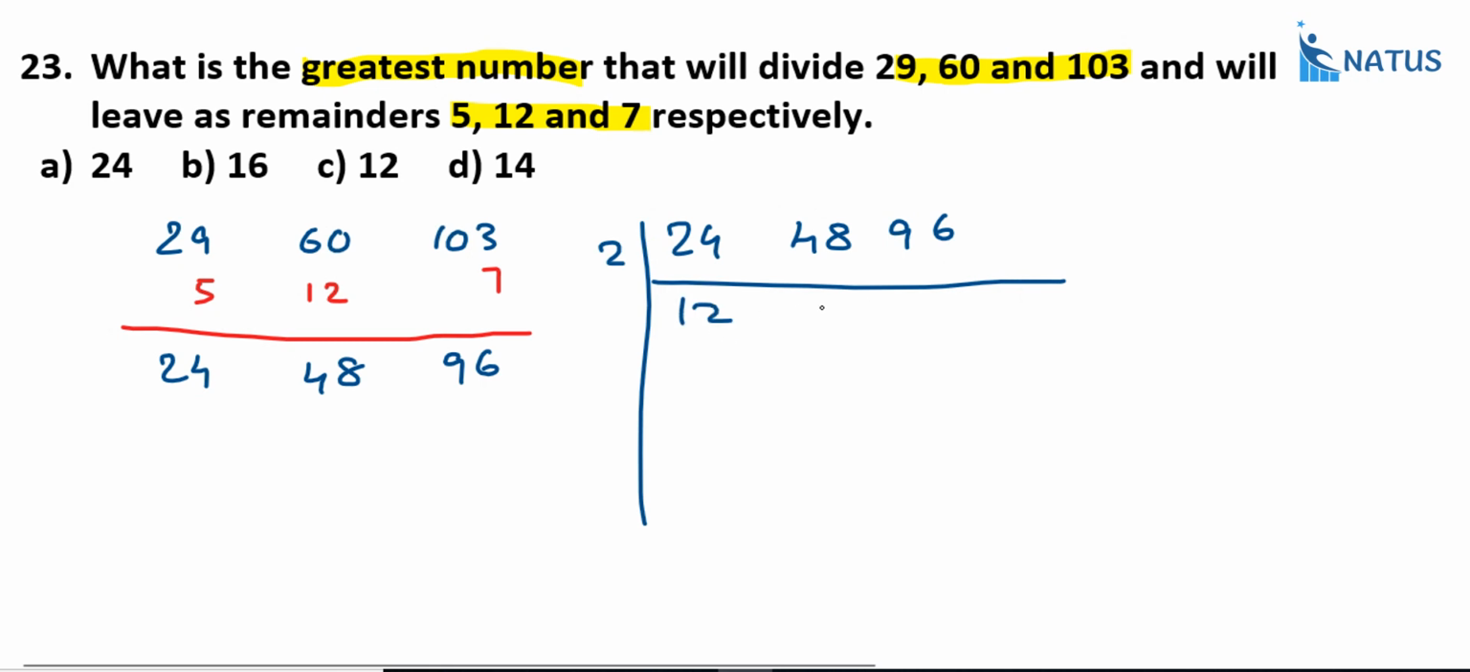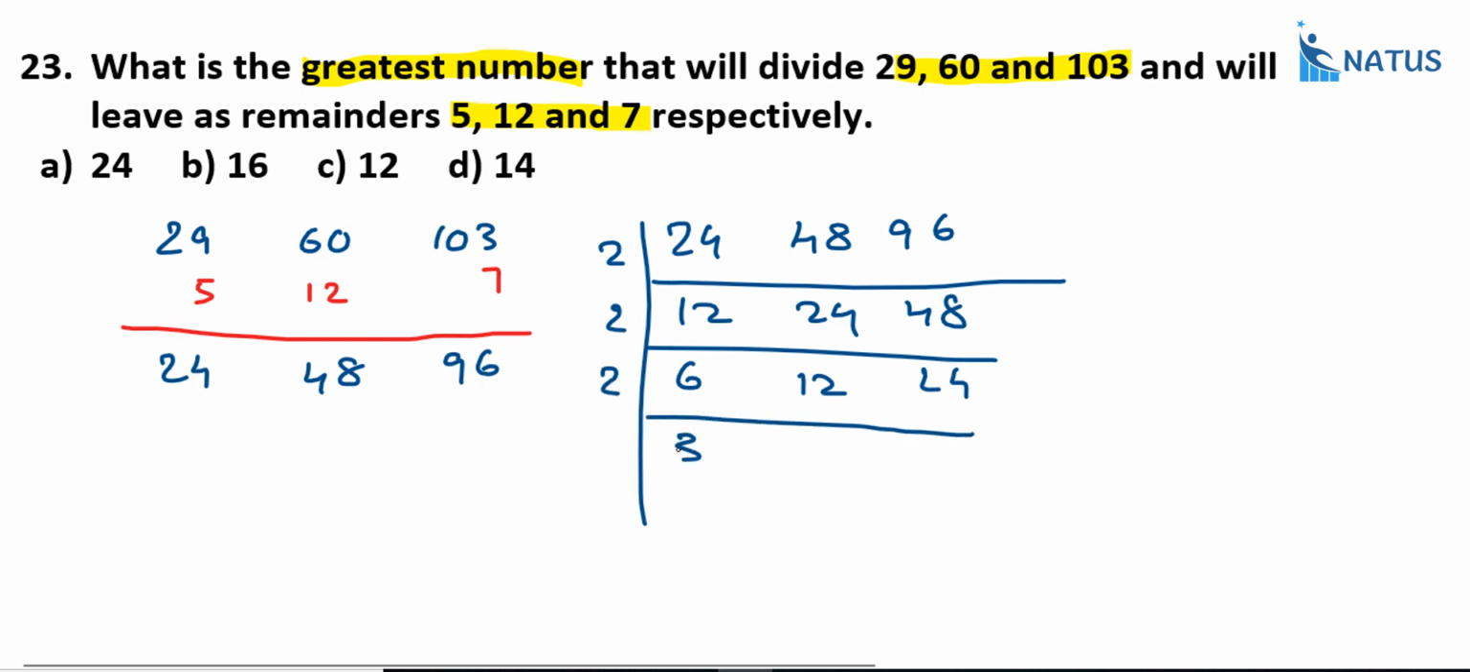What is the common factor of these numbers? Let us take 2: 12, 24 and 48. What is the common factor? 2 again: 6, 12 and 24. What is the common factor? Again 2: 3, 6 and 12. What is the common factor? That is 3. So the remaining numbers are 1, 2, 4.